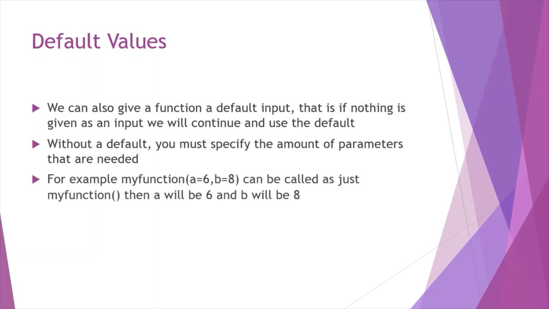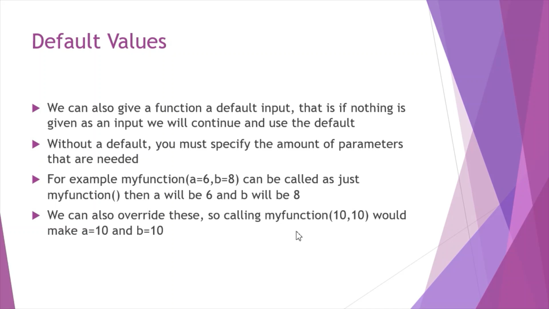For example, we've got a function here called myFunction, and it says A is 6, B is 8, and sorry, there should be a DEF and a colon here, of course, but this is just a pseudocode example. And we can call it just as myFunction, and then A will be 6 and B will be 8, because we already specify the defaults here. We can also override them. So calling myFunction(10, 10) would make A 10 and B 10, and this is when we're actually calling the function later on, and we can call it as many times as we need.